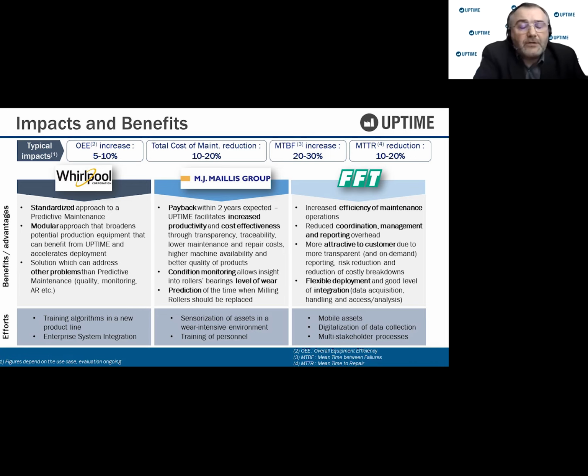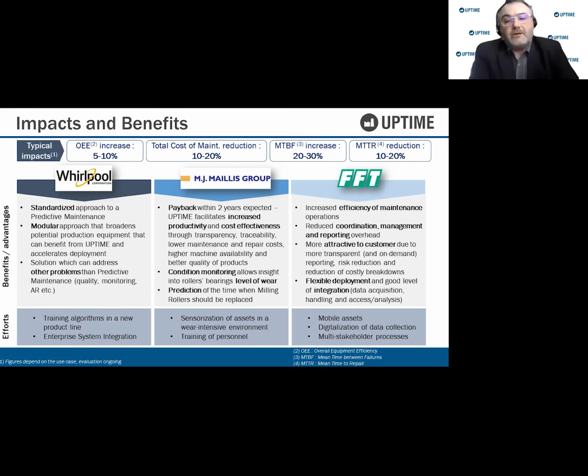Some of the efforts and challenges that we saw in this use case was seeing that we started in a new production line. The training of the algorithms there was difficult because obviously no failures had occurred before. It was new, and so that's a challenge towards streaming analytics. And also we had to integrate very closely with the existing enterprise systems at Whirlpool.